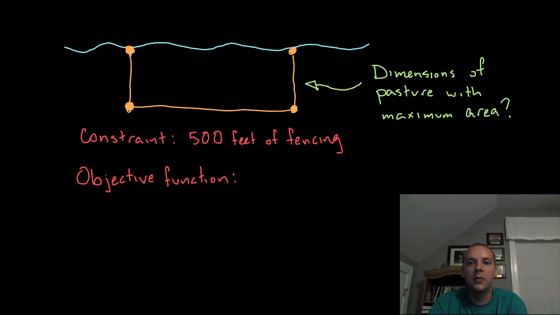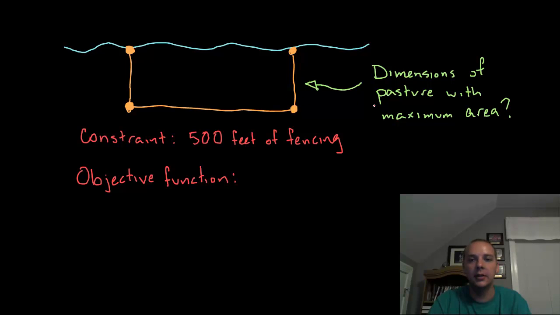Okay, here we're going to solve one of the classic optimization problems in calculus. We've got a river here, and a farmer wants to create a pasture. He only has to fence in three of the sides, since one of the sides is bounded by the river. And the question is, what dimensions should the farmer create on each side of the pasture so that you'll get the most area?